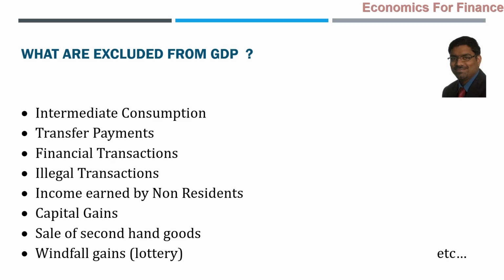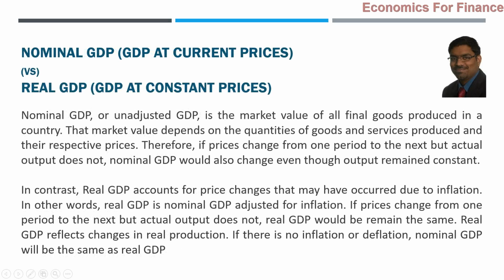Capital gains cannot be added. Sale of second-hand goods cannot be added. Windfall gains like lottery, etc., also cannot be added because, again, they do not add any value. No production happened with that. Only a certain capital asset or some asset changing hands from one person to another does not add any value to the economy in a particular year. It is only changing hands from person to person. But if you consider the economy as a whole, there is no additional value generated because of these transactions. So these are all excluded from the computation of GDP.